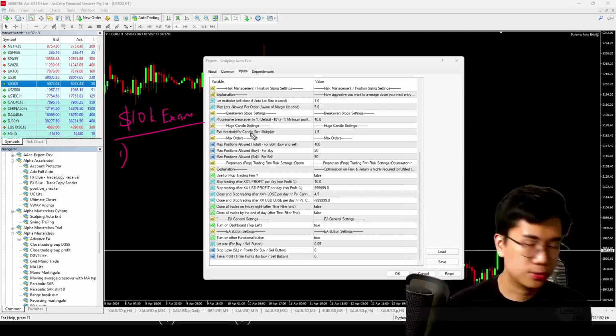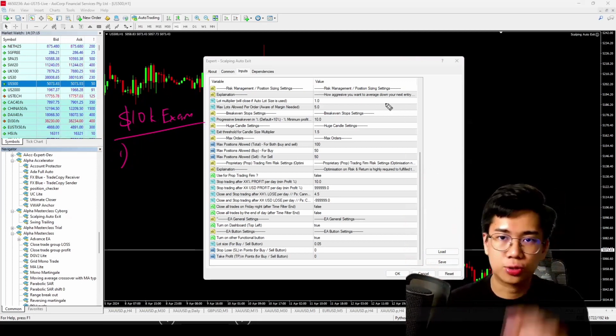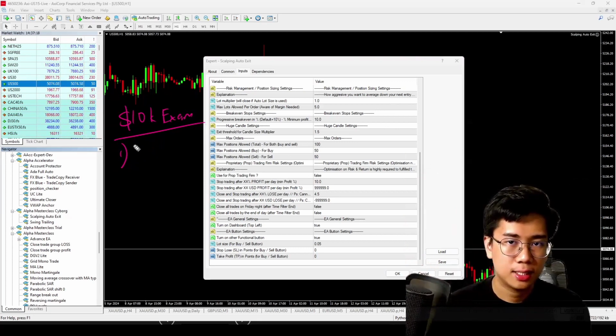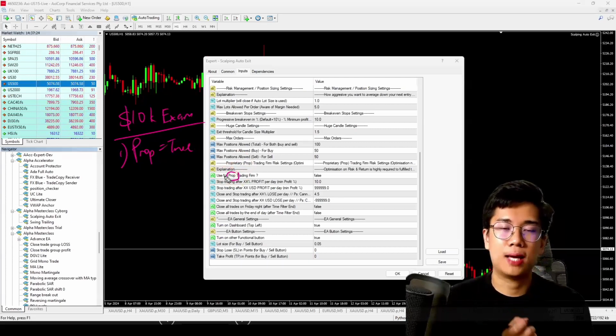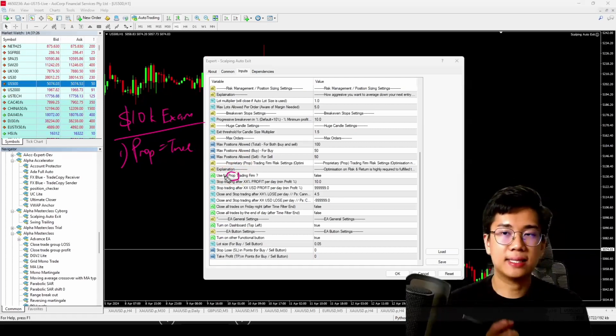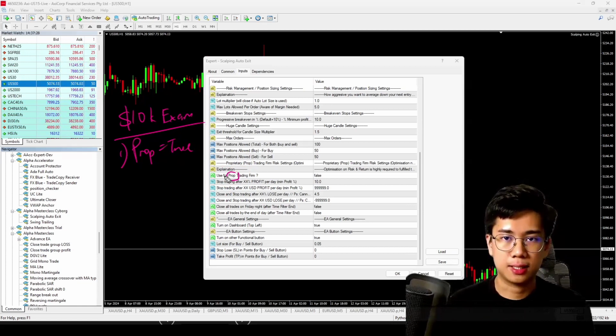First is to set your prop firm trading. Alright, scroll all the way down. Prop firm trading equal to true. Now, what does this mean? This means a risk management setup. Are you enabling the risk management? We set it to be true. We need to have risk management.